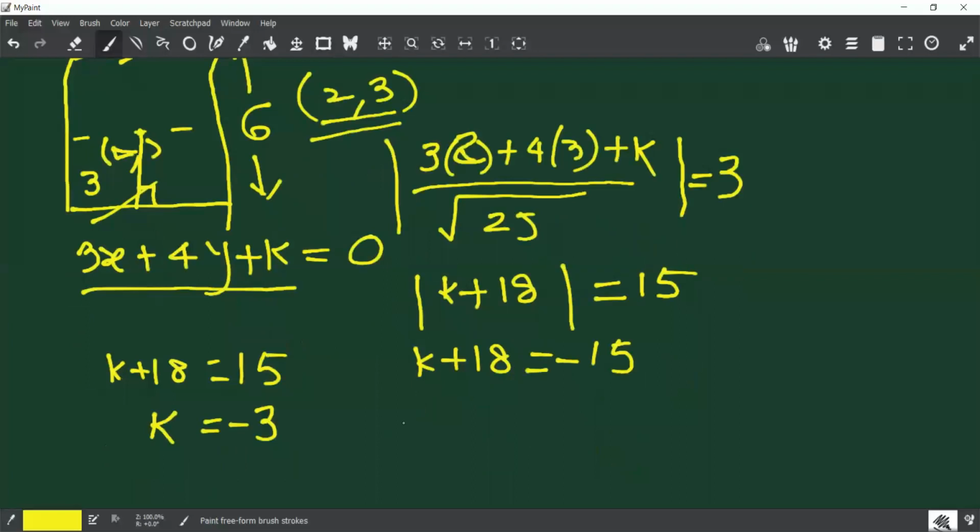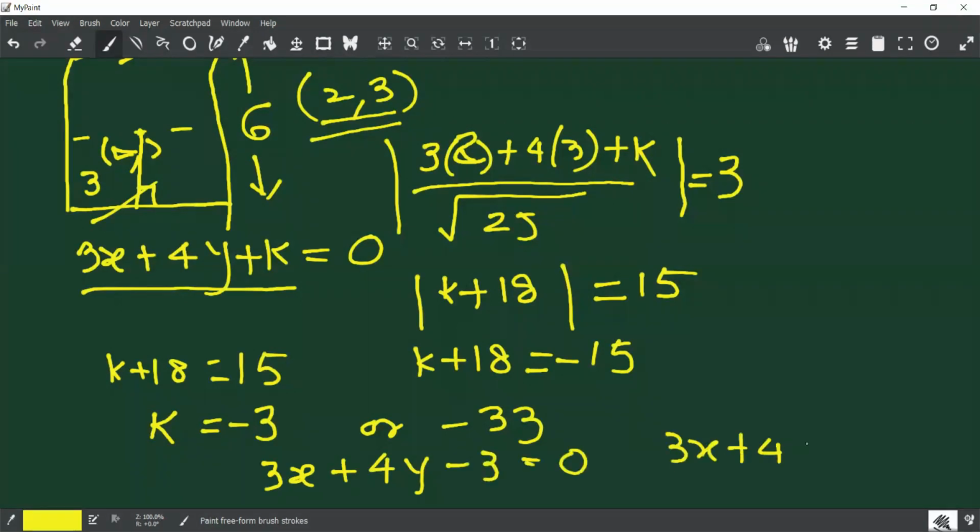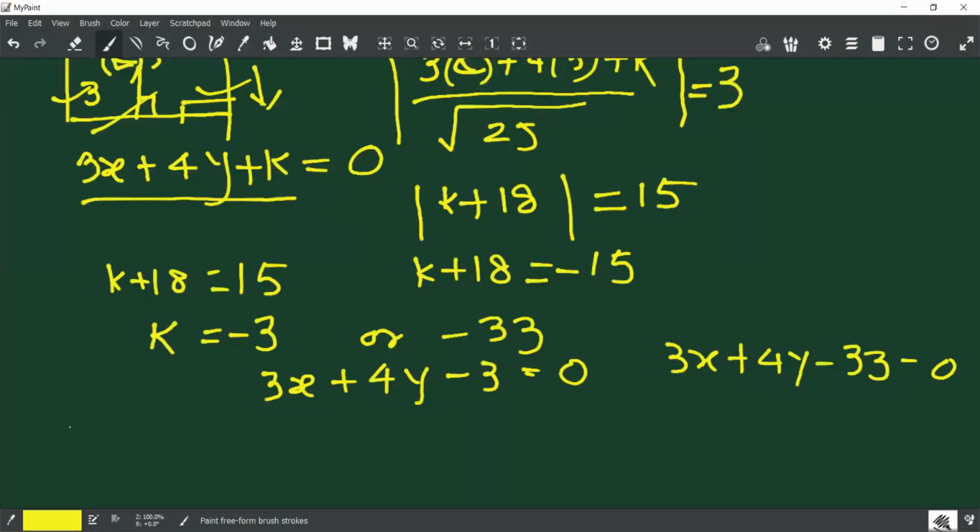You got the values of k, minus 3 or minus 33. So you got the two equations as 3x plus 4y minus 3 is equal to 0 and 3x plus 4y minus 33 is equal to 0. Very good. Now the other two sides of the square, this and this, are perpendicular to this. So if its slope is minus 3/4, the slope of the perpendicular line is going to be 4/3.